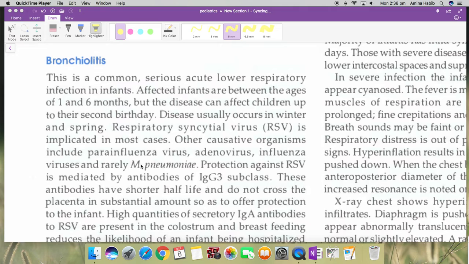We know that airway resistance is inversely proportional to the fourth power of the radius. That means even when there is a mild narrowing, where the radius decreases a little bit, there will be a marked increase in the resistance, and so the airflow will be markedly reduced.